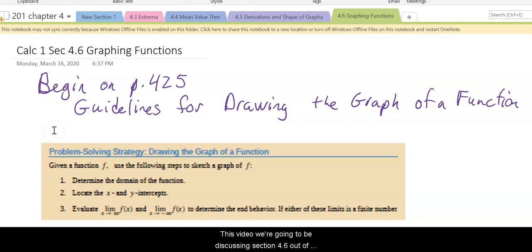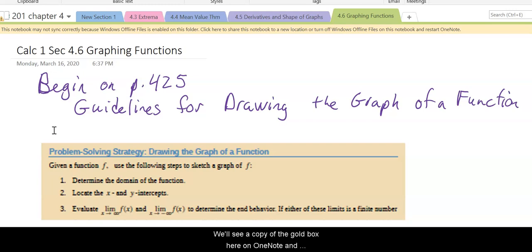In this video, we're going to be discussing section 4.6 out of the OpenStax Calculus book, volume 1. This section deals with graphing functions. Earlier this semester, we dealt with the first half of this section when we looked at limits at infinity and infinite limits. We're going to focus on the last few pages of this section, beginning on page 425 with the guidelines for drawing the graph of a function.